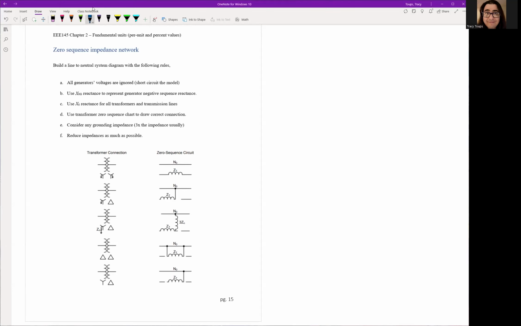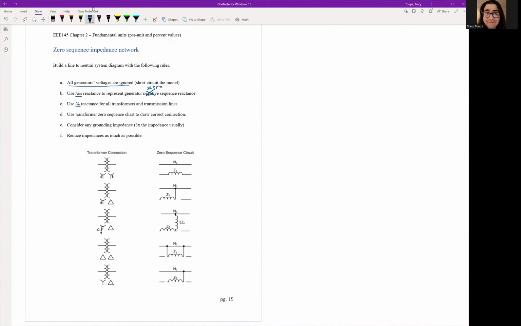So first off, build the zero sequence impedance network. All generator voltages are ignored. Again, you just short them. Use XZG for any generator reactance. Use X0 for any type of reactance. I believe this negative should be 0. Right, that needs to get fixed.